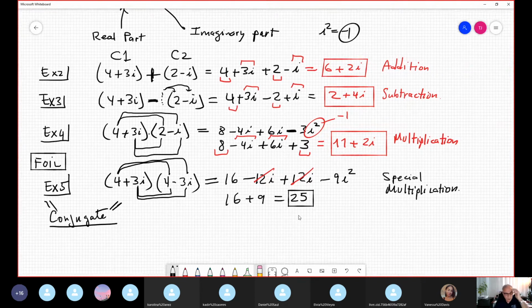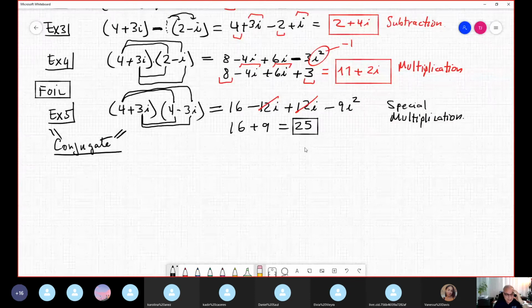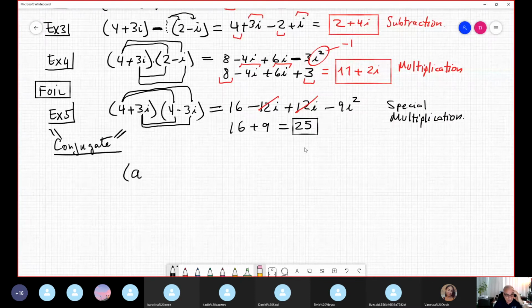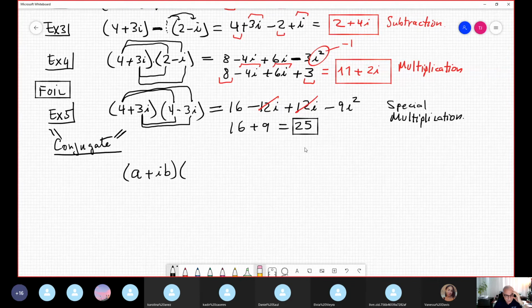What is the shortcut, Professor? Well, the shortcut is when you have one complex number, a plus ib, times its conjugate, a minus ib. The answer is a squared plus b squared. This is a formula.